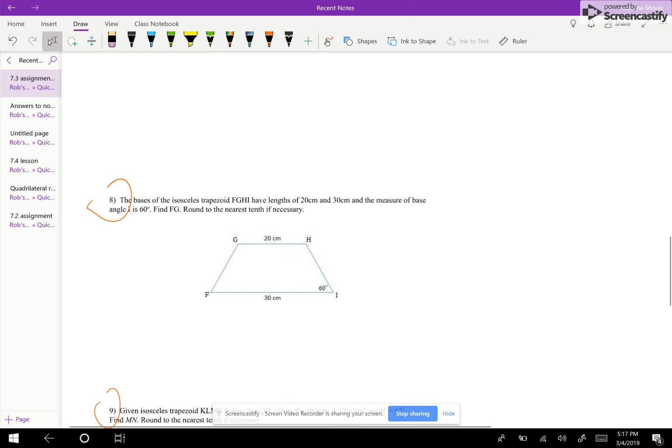Number 8, you're given 20 is here and 30 is here. You're given a measure of a base angle is 60 degrees, which must be this one. Well, because it's also this one. These are congruent, right? And we're looking for FG, which is right here. And again, it may behoove you to drop the perpendicular so we get a right triangle here, right? And that is a special right triangle. That is a special triangle that we know about, and I'm still not drawing it well.